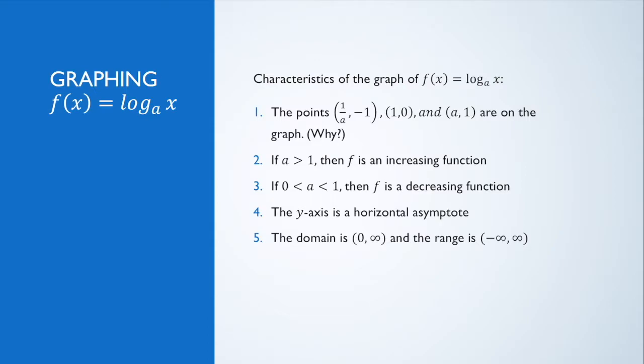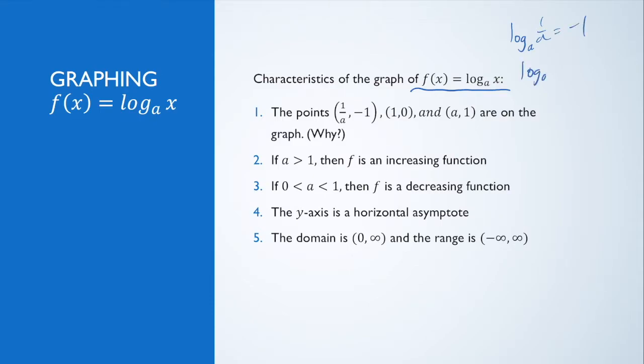Next I want to talk about some characteristics of f of x equals log base a of x. The points when x is 1 over a, y is negative 1, when x is 1, y is 0, and when x is a, y is 1 are always on our graph. Why is this? If I have log base a of 1 over a, that's going to give us negative 1.